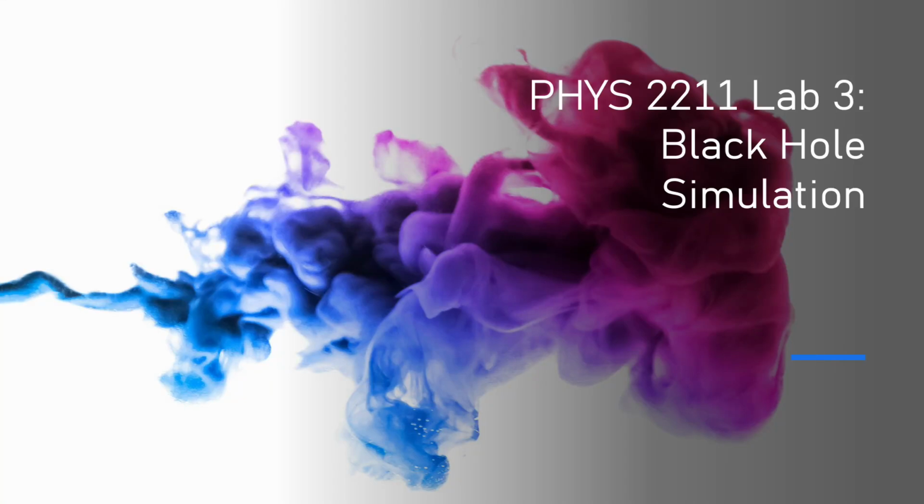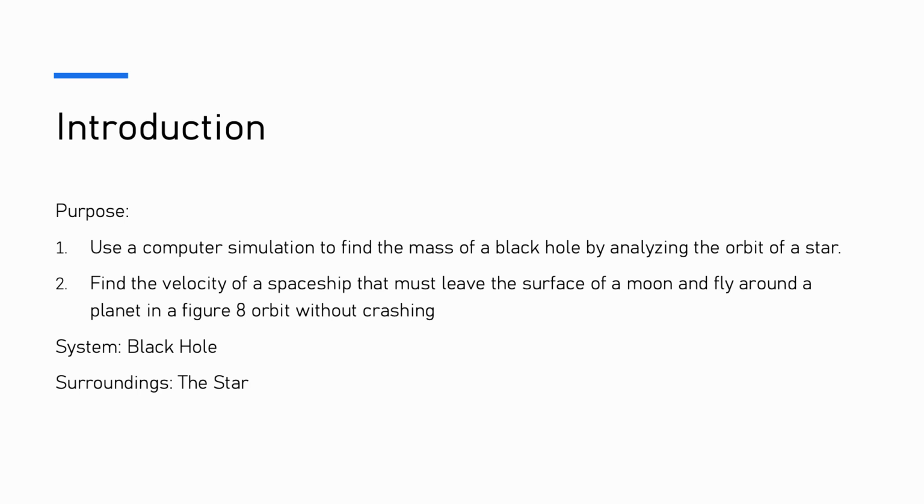This is my lab report on Lab 3, the black hole simulation. To start out, the purpose of this experiment was to use a computer simulation to find the mass of a black hole by analyzing the orbit of a star that was going around the black hole. And then for part 2, we are supposed to find the velocity of a spaceship that must leave the surface of the moon and fly around the planet in a figure-8 orbit without crashing.